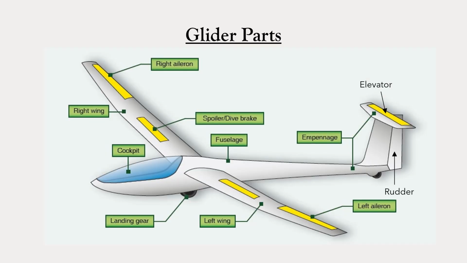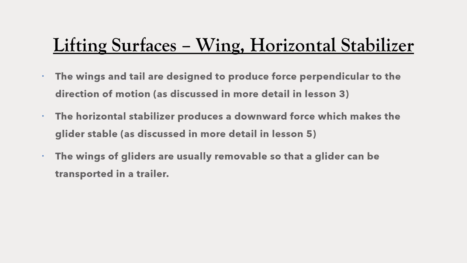So this picture shows you what parts are on gliders. Let's start with the lifting surfaces. So the wings and the tail are designed to produce forces that are perpendicular to the direction that we're moving. We'll discuss a lot more in lesson 3 about how those forces get generated. The horizontal stabilizer actually produces a force in the opposite direction, a downward force, and that makes the glider stable. We'll discuss stability a lot in lesson 5.